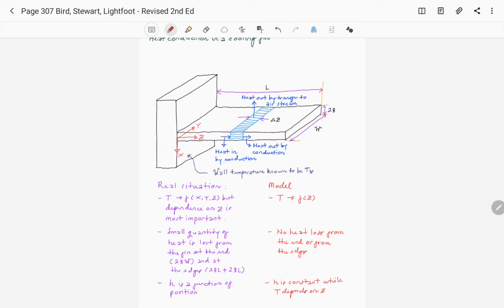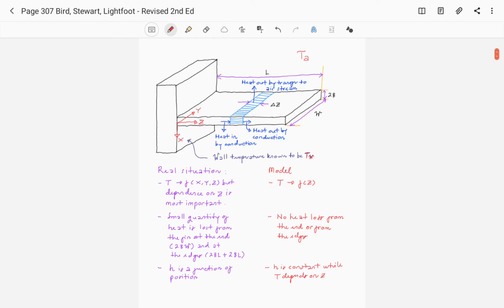So this wall temperature is TW, and the ambient temperature is TA. Normally TW is much higher than TA. That's why we are using a fin with the larger area to promote the heat transfer between the metal walls and the surrounding air. A reasonably good description of the system can be obtained by approximating the true physical situation by a simplified model.